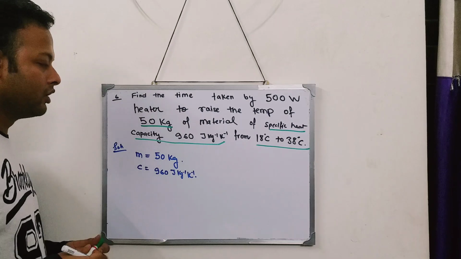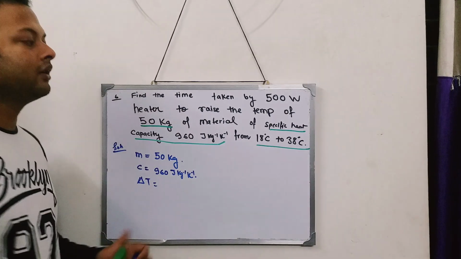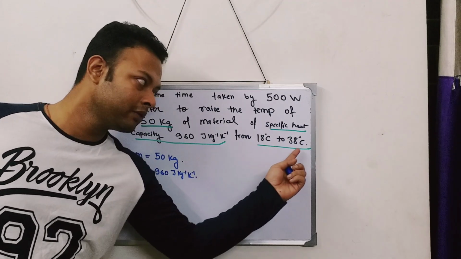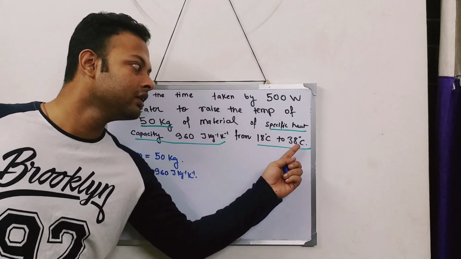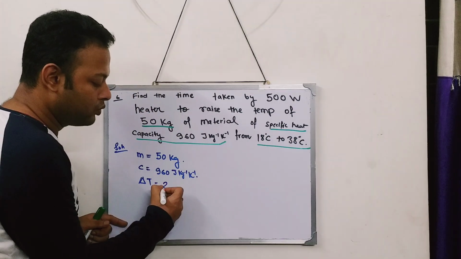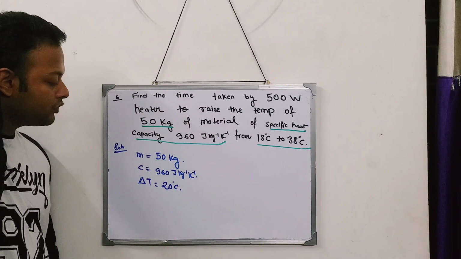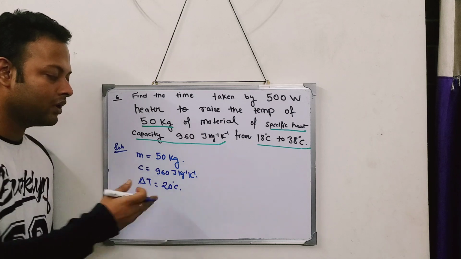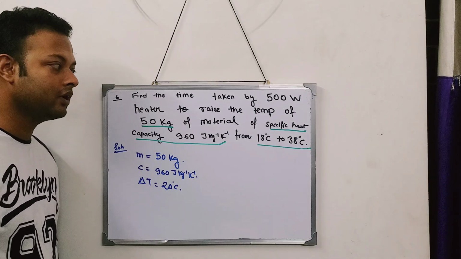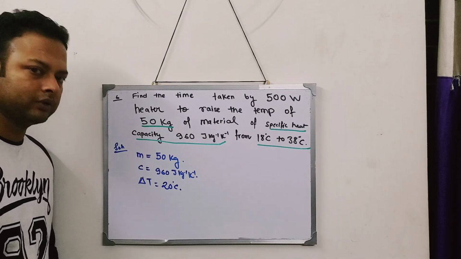So you have to get the delta T over here. I am writing the delta T directly. 18 to 38. Initially 18, finally it is becoming 38. So what is the increase? 38 minus 18 is how much? 20 degrees centigrade. That is the increase. So from these three values, I can get the amount of heat required, which we will calculate.